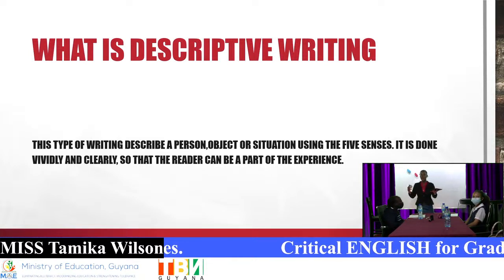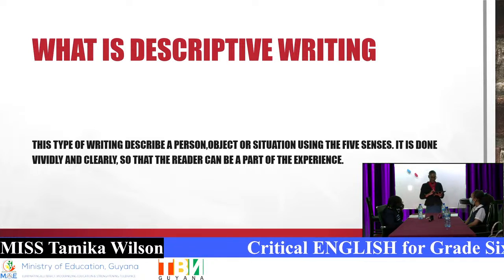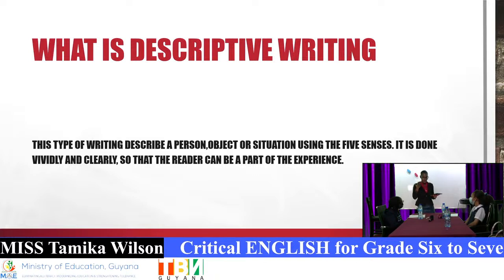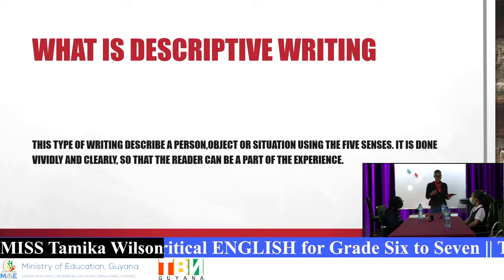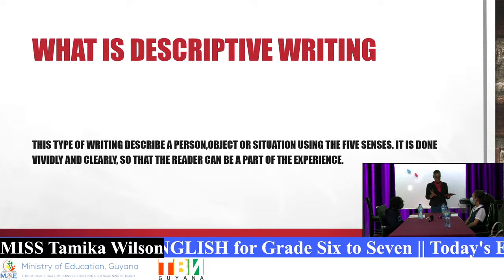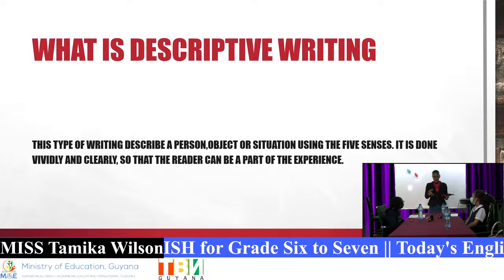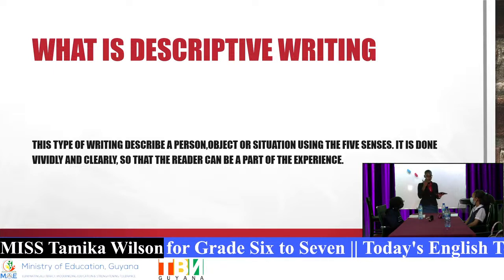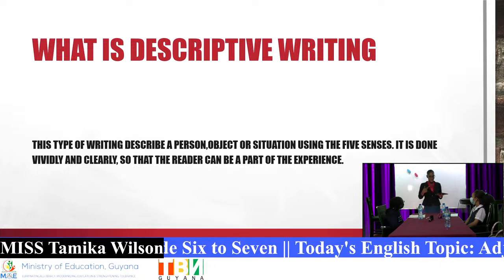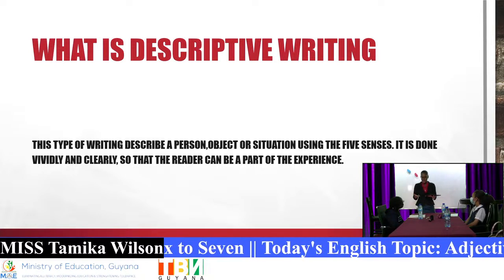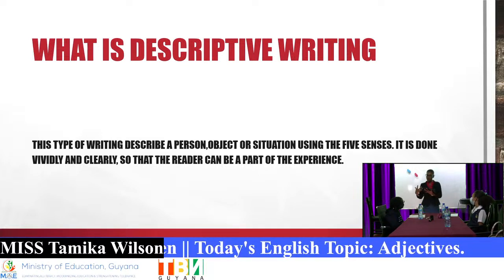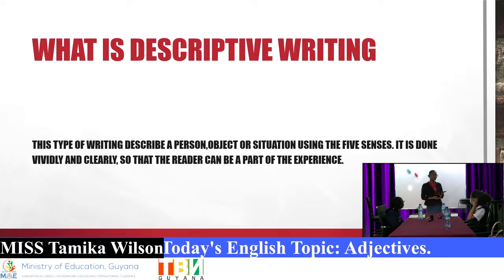So when we write our descriptive piece, it must be so vivid and clear that as readers we're able to hear the sounds, see the action, and smell, let's say, they're cooking something. The words that we use must arouse the reader's sense of smell, touch, sight, taste, and hearing. So that is what we must be able to do when we use descriptive writing.